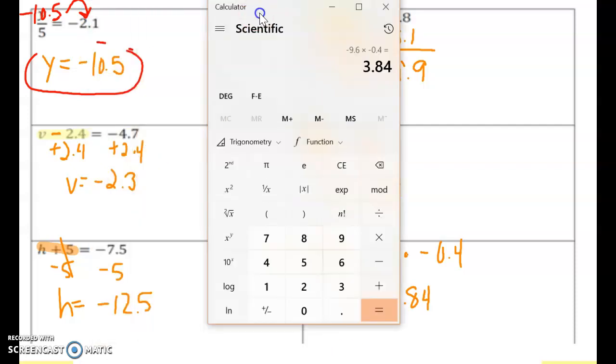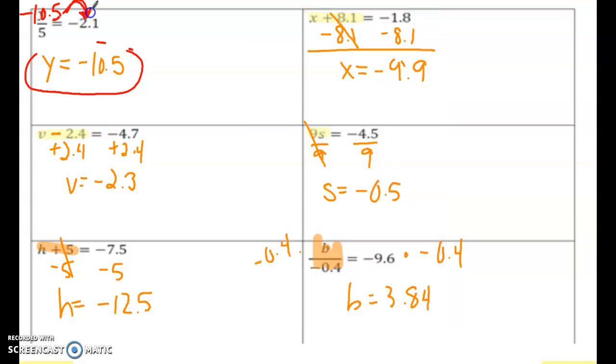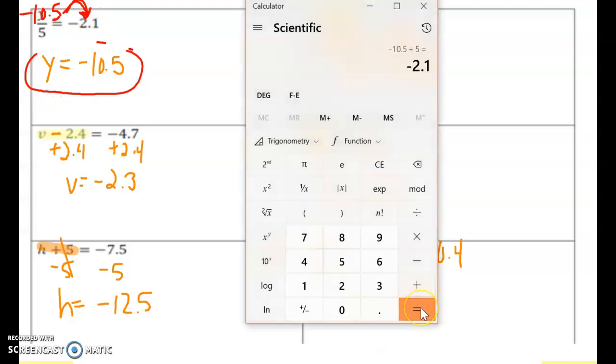So again, I encourage you to check your work. You don't always have to write down the check, but it is a quick calculation that you can do in your calculator that can help assure that you have the right answer. So in your calculator, you could say negative 10.5 and divide it by 5, and I should be, again, getting that answer of negative 2.1. So let me go ahead and enter. And I do, in fact, get the answer that is established in the problem.